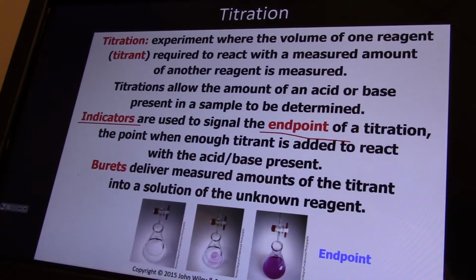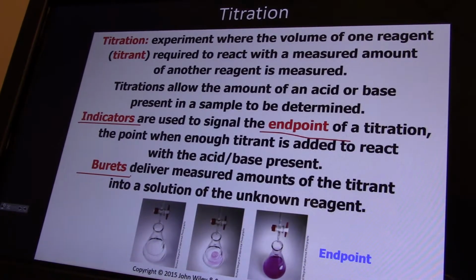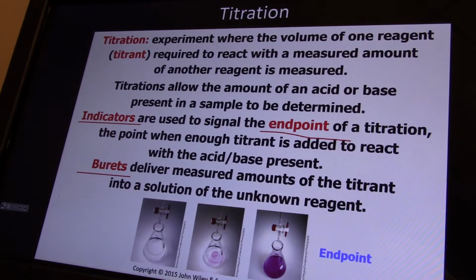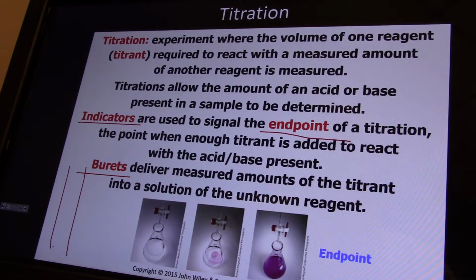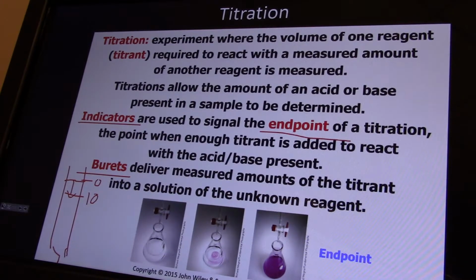A burette is a glass instrument that measures how much of something you deliver. So its number system is opposite. When it's full, it reads 0. And then as the liquid goes down, it reads higher numbers, because what it's measuring is how much you've delivered to the other solution, not how much is in the burette.